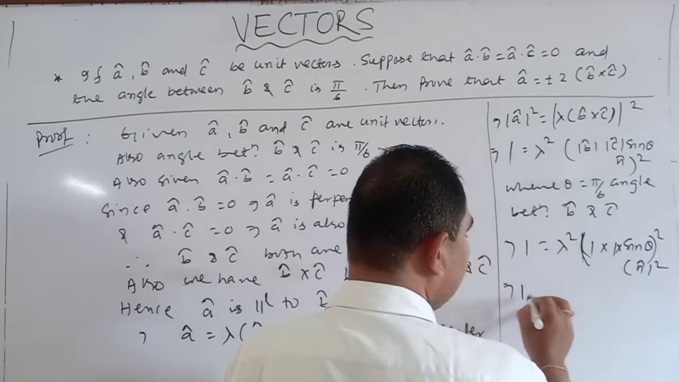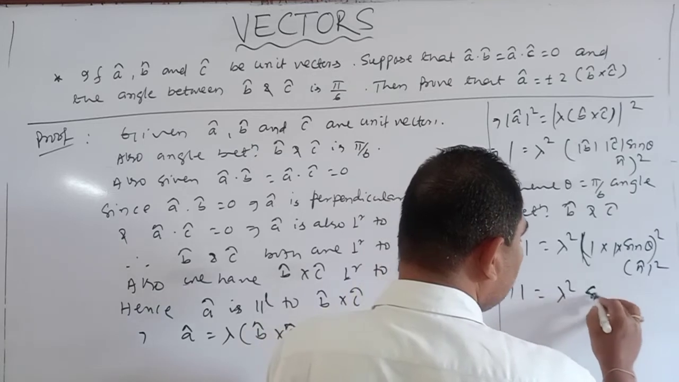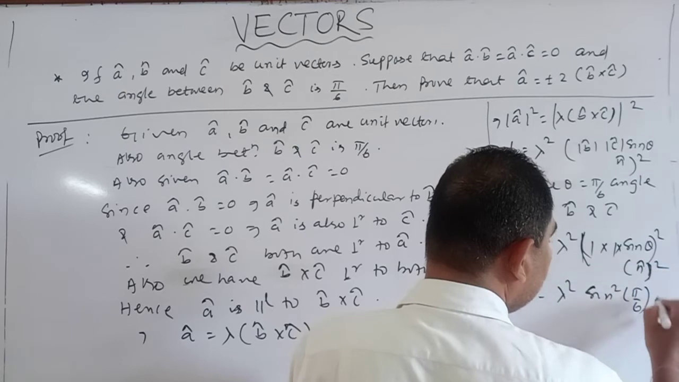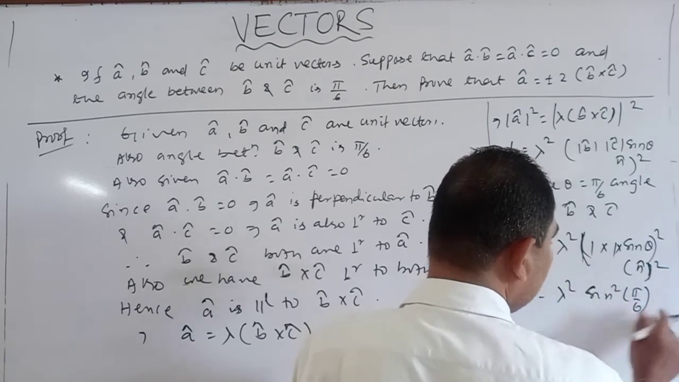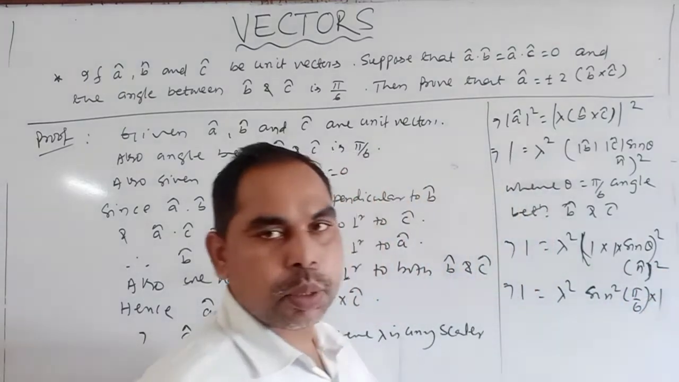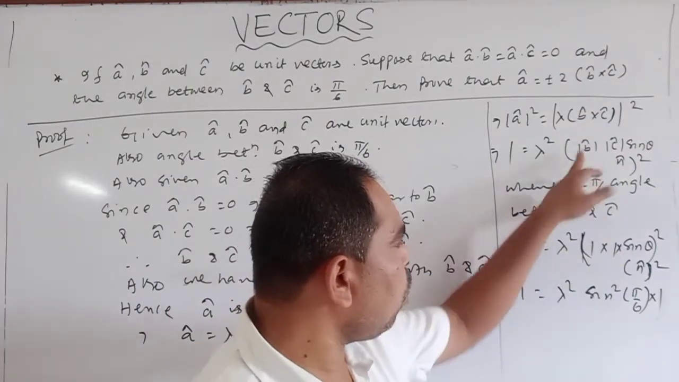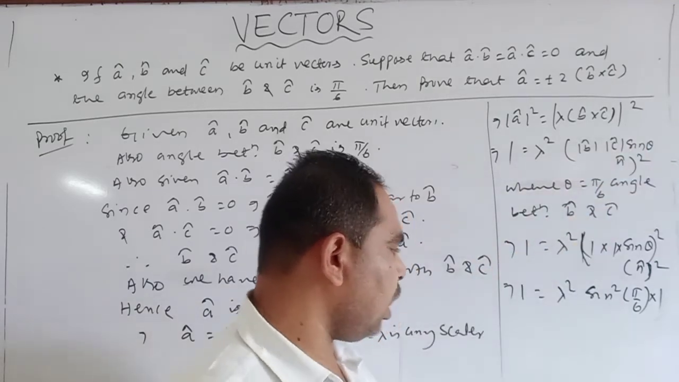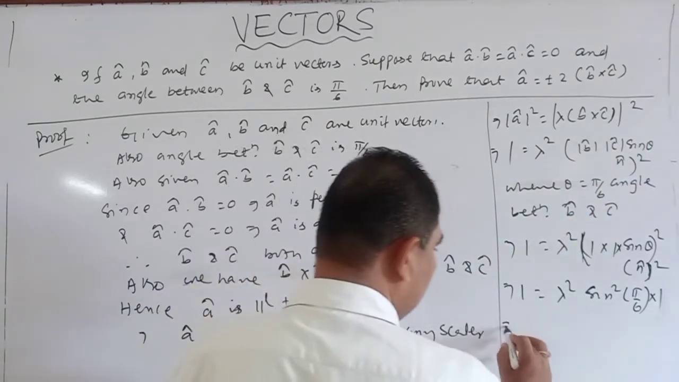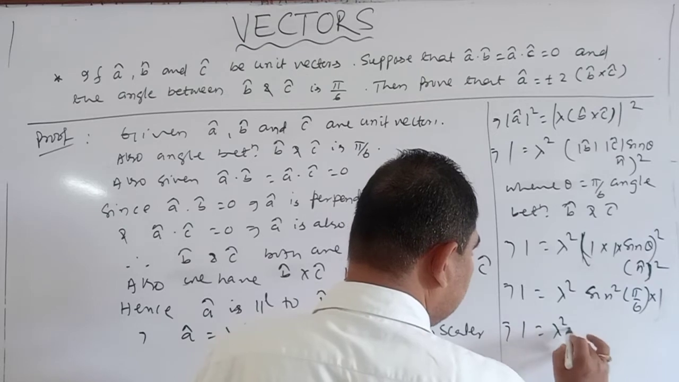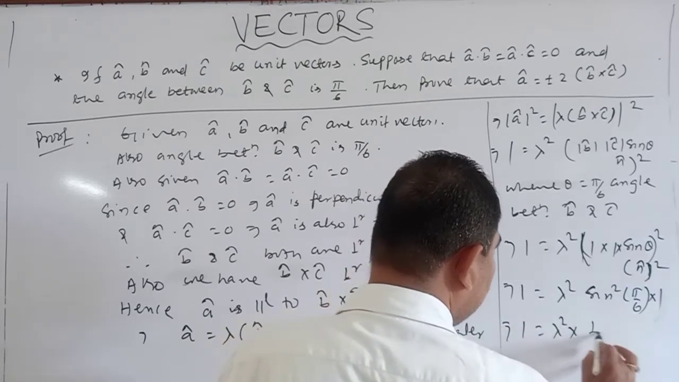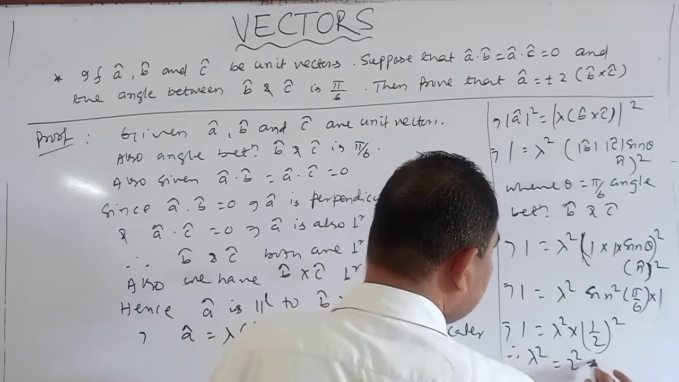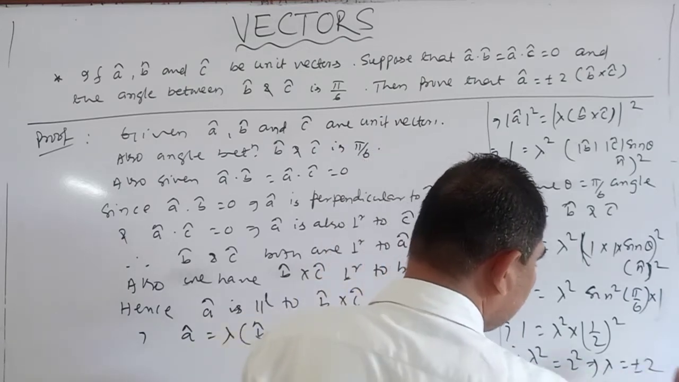So this is 1 is equal to lambda square into sin square theta, where theta is pi by 6, and mod n cap square is 1, mod B cap is 1, mod C cap is 1. So this is sin square theta only, theta pi by 6. So 1 is equal to lambda square into sin pi by 6, which means 1 by 2, so (1 by 2) square. Therefore lambda square is equal to 2 square. So lambda is equal to plus or minus 2.